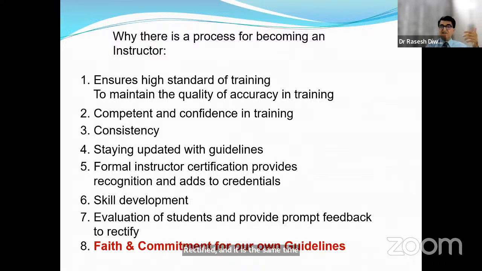Third point is the consistency of training. Irrespective of the faculty, all faculty should maintain consistency. So even if you are not there someday, the other person does the same thing and maintains the same consistency for future courses coming every month or every 2 months in your institution.